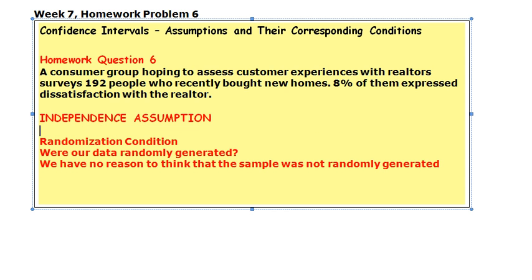Now let's take a look at our assumptions and conditions. Our first assumption is our independence assumption. This deals with the relationship of the data, whether data values somehow affect each other or whether the data are related. We look at our randomization condition under our independence assumption, and our randomization condition requires that our data be randomly generated. And in this problem, we have no reason to think that the sample was not randomly generated.